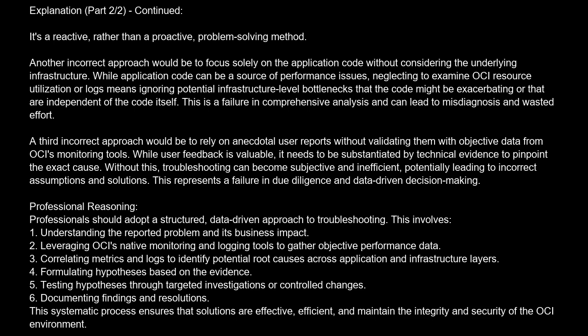Another incorrect approach would be to focus solely on the application code without considering the underlying infrastructure. While application code can be a source of performance issues, neglecting to examine OCI resource utilization or logs means ignoring potential infrastructure-level bottlenecks that the code might be exacerbating or that are independent of the code itself. This is a failure in comprehensive analysis and can lead to misdiagnosis and wasted effort.